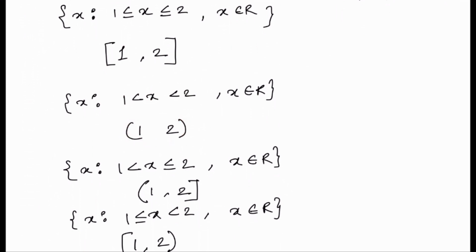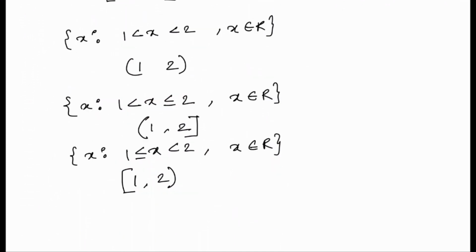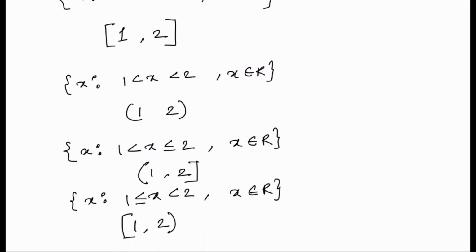And suppose only 2 is included. So for 2, we will use this bracket, and 1 is not included, x is greater than 1, for that we will use this bracket. And when 1 is included, we will use this bracket, and for 2, we will use this bracket. This is how we represent interval form.